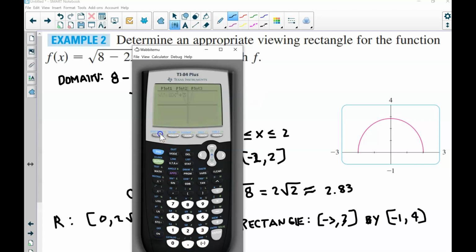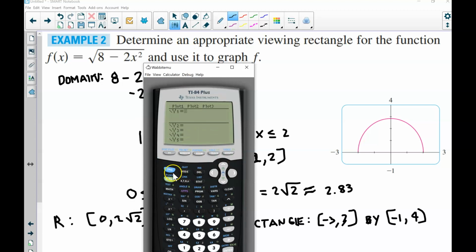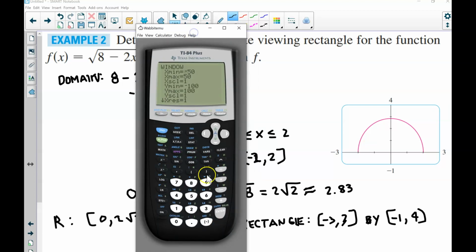So I'm going to come in here, clear my graph, and then put in the function square root of 8 minus 2x squared. Then I'm going to go ahead and change my window to be -3, and then 3, -1, and then 4.